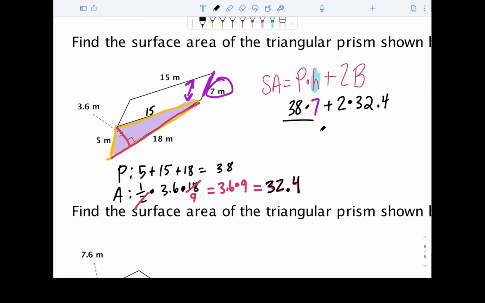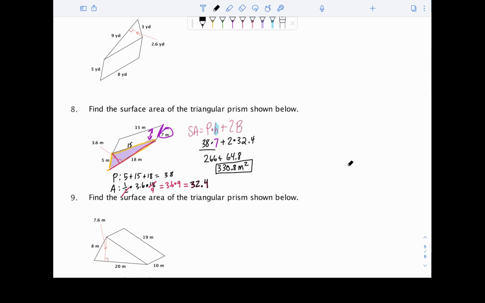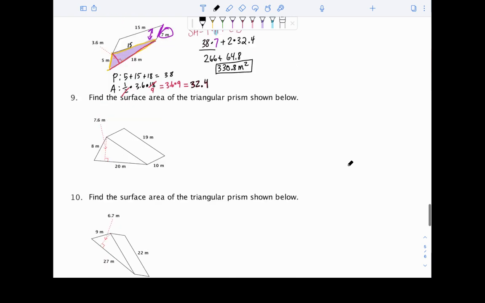And then we're going to do that math. 38 times 7, 266, plus 2 times 32.4, 64.8. And then we just add those. 330.8 meters squared. Okay, so that's surface area using the formula. Crucial, finding perimeter of the base, then the area, plugging it into the formula, doing the math. That's what I've got for you.